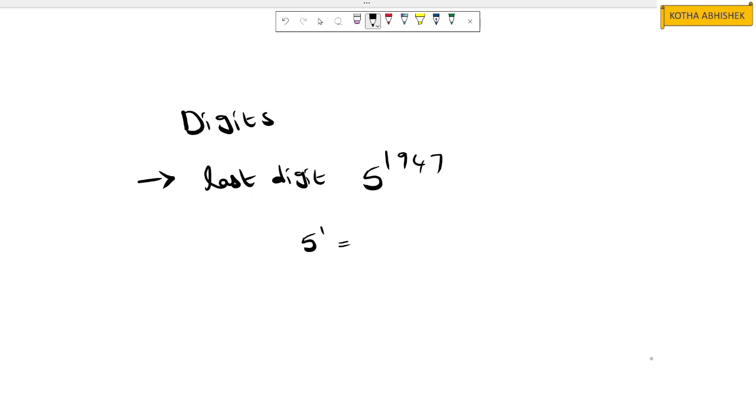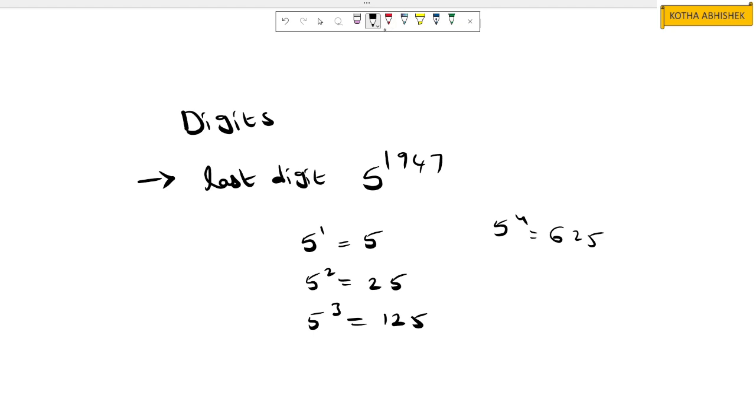Next kind of topic is digits topic. In this digits topic, the first question is, what is the last digit? They'll give some number, for example 5 power 1947. What is the last digit of this 5 power 1947? So let us check. 5 power 1 is 5, 5 power 2 is 25, 5 power 3 is 125, 5 power 4 is 625. If we check like this only.